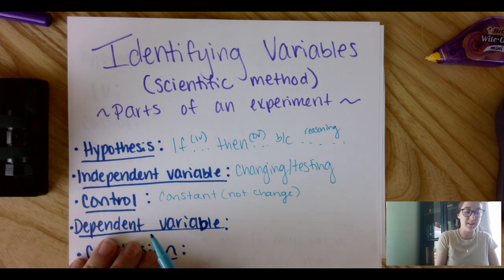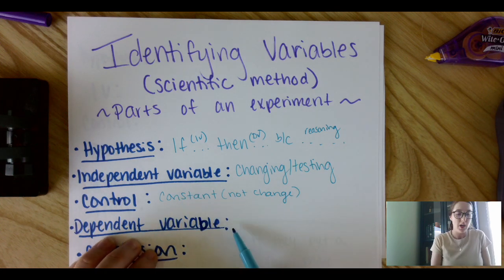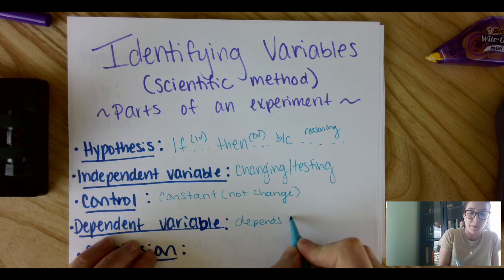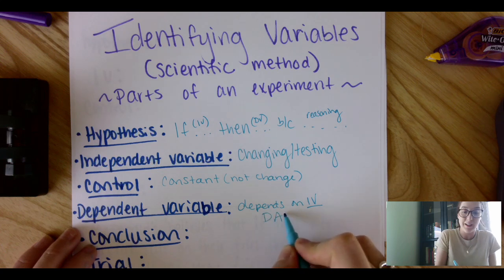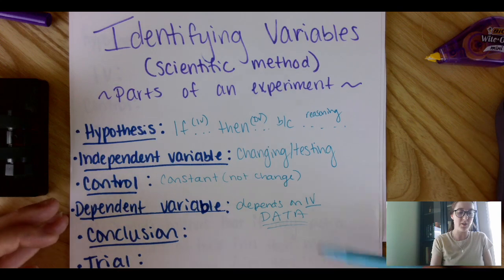Dependent variable. This depends on the independent variable for you to know what it is. In other words, my dependent variable depends on the independent variable. I also want you to think of the D, dependent, for data. There's got to be some piece of data to identify your dependent variable. You can't have an experiment just based on opinions. We need numbers, we need data, we need some sort of measurement to be able to figure out, did this work or did it not work, or was there no change at all? So this is your data piece.